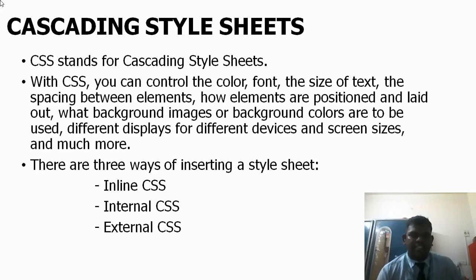Cascading Style Sheets is nothing but the next level of improving your HTML pages, that means web pages. CSS stands for Cascading Style Sheets. With CSS, you can control the color, font, the size of the text, the spacing between elements, how elements are positioned and laid out, what background images or background colors and borders are to be used, different displays for different devices and screen sizes, and much more.